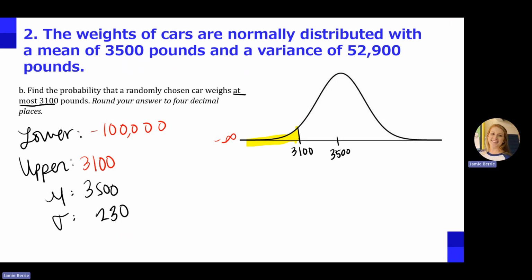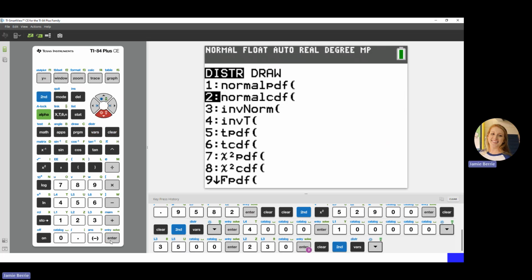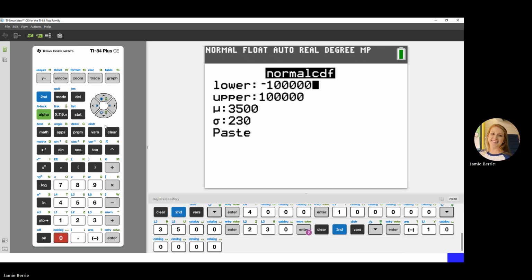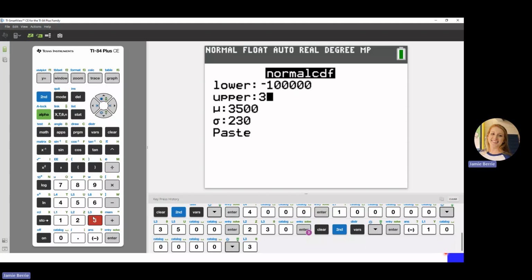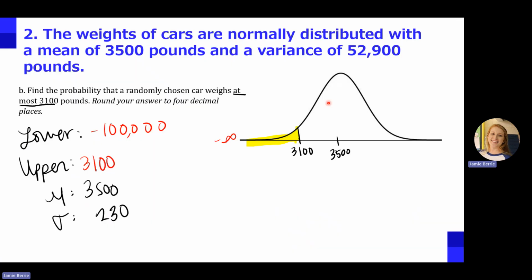All right, so let's plug that in. Clear out your screen, second bars, go to normal CDF. Lower bound, really big negative number. Upper bound, what did we say? 3,100. Mean and standard deviation are the same. So hit paste and then run it. And there we go, 0.0410.